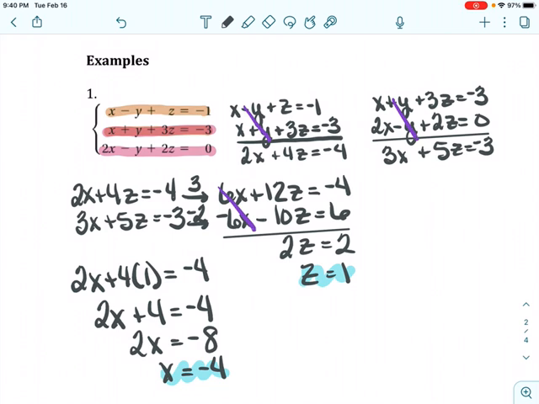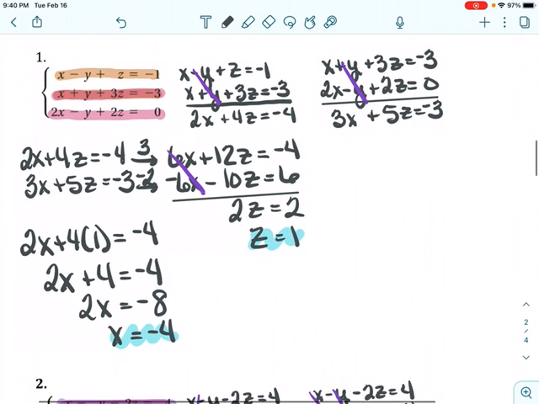I need to find the y. So I'm going to come back up to one of the originals. I'm going to go to the first one. And I'm going to put my x and my z in, and I'm going to solve for y.